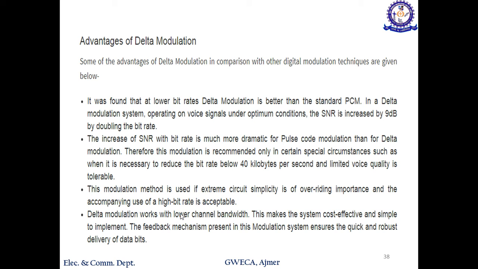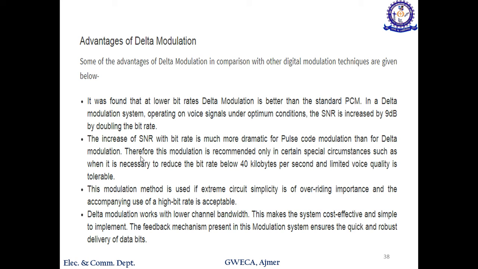So what are the advantages of the delta modulation signal? Some of the advantages are mentioned here. It was found that at lower bitrate, delta modulation is better than the standard PCM. In a delta modulation scheme, operating on the voice signal under the optimum condition, the SNR is increased by 9 dB by doubling the bit rate. Next, the increase in the SNR with bit rate is much more dramatic for pulse code modulation than for delta modulation. Therefore, delta modulation is recommended only in certain special circumstances, such as when it is necessary to reduce the bit rate below 40 kilobits per second and limited voice quality is tolerable.